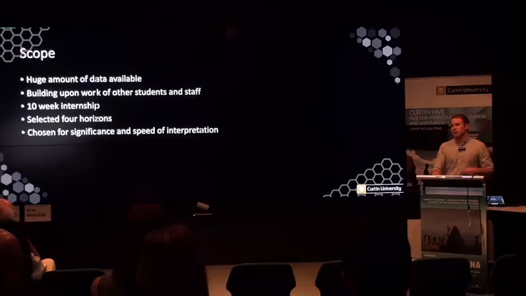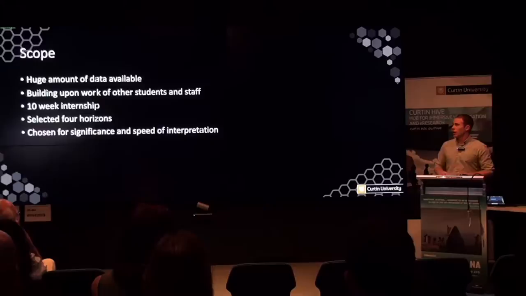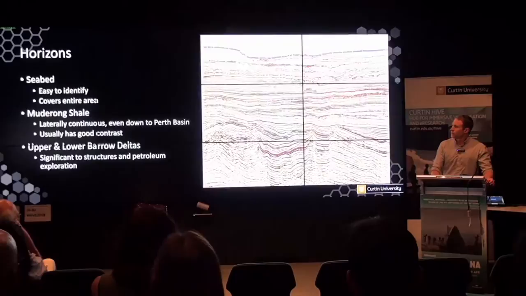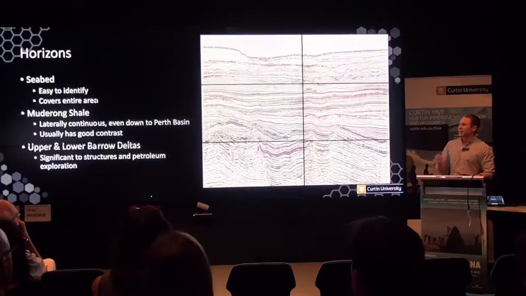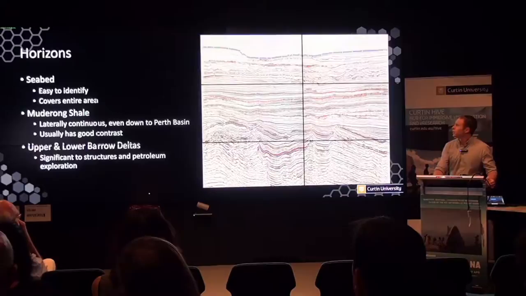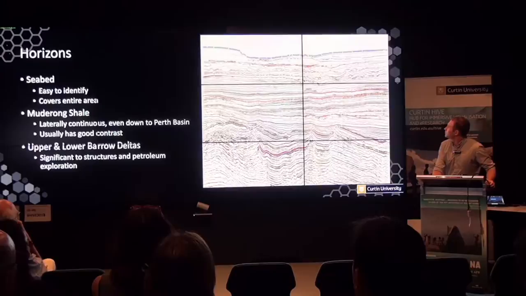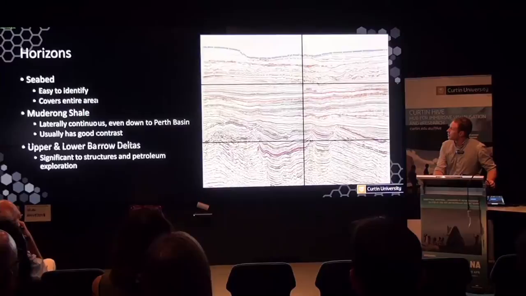So we selected four horizons, which are essentially rock layers to follow, and they were chosen for their significance and also because some of them are easy to pick, which means you can get a nice wide area covered. So the ones that we picked were the seabed. It's easy to find, it's at the top, and it covers the entire area. So that's a good starting place, and it also gives a good point of reference for what we've done. So you can see in this image here, where's my mouse? All right, so this light blue up here, this is the seabed.